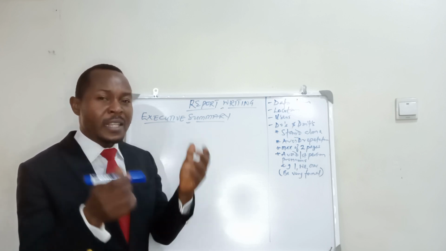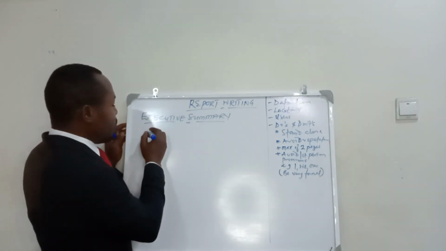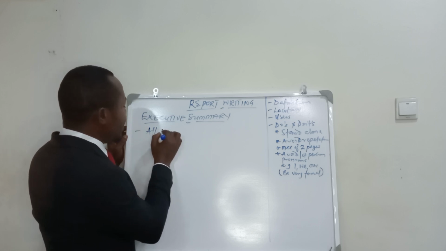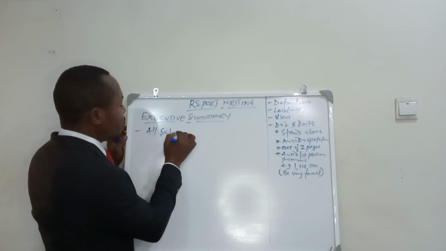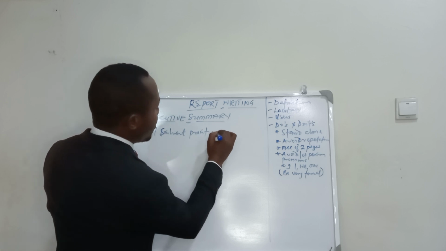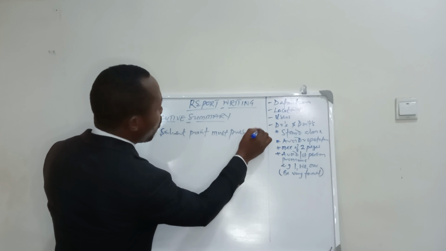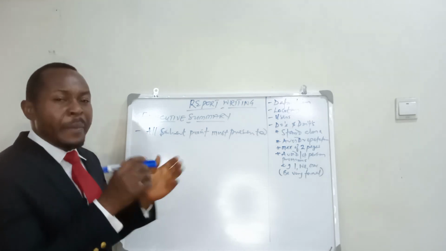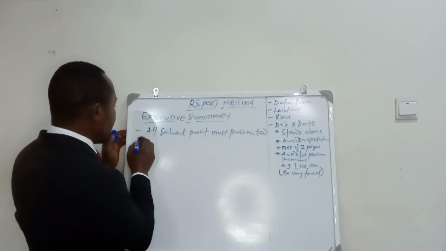That is, all the salient points must be presented. All. That's number one key. All salient points must be presented. That is, you must write all the points that are germane in that report, find a way to compress them and write them out.